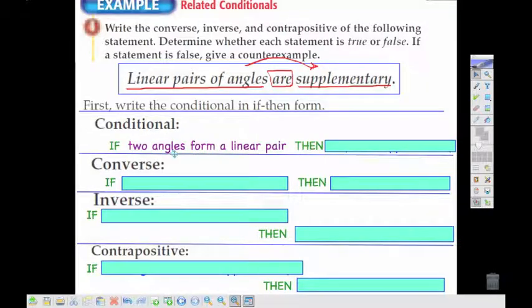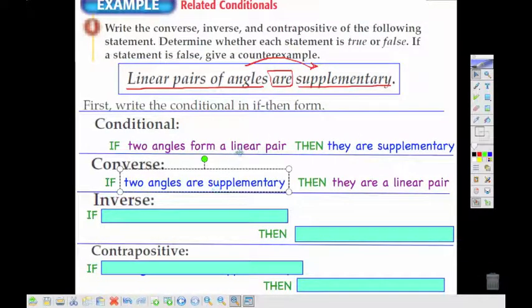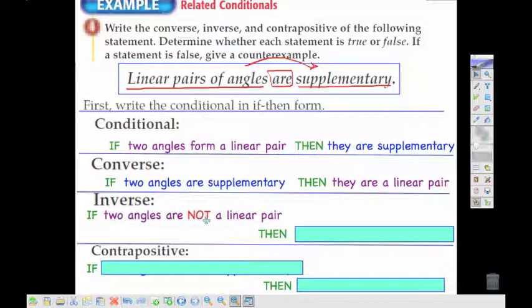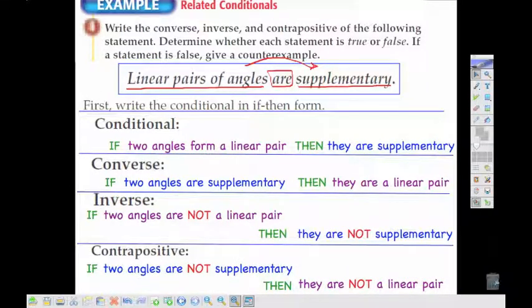What are we talking about? We're talking about two angles. Then those two angles are supplementary. The converse then, I'm just going to take those same words and I'm going to switch them around. But notice how I've changed the wording a little bit here. So I now have if two angles are supplementary, then they are a linear pair. The inverse then, I have to go back to my original conditional, but throw in the word not. So if two angles are not a linear pair, then they are not supplementary. So I have the same order, I'm just putting the word not, and the contrapositive is going to flip it around. If two angles are not supplementary, then they are not a linear pair.